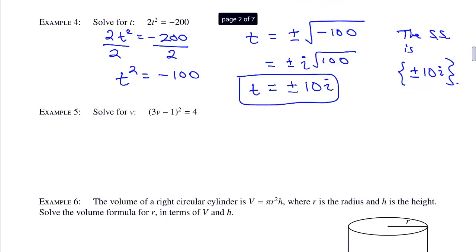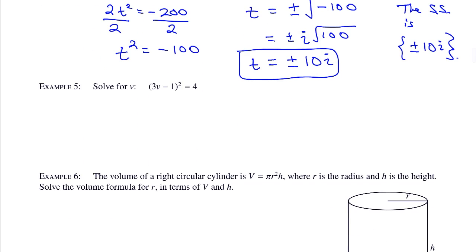In example 5, we have sort of a larger version of something squared equals a number, but the square root property still applies. We have quantity 3v minus 1, all of that squared equals 4. So let's take the square root of both sides. We get 3v minus 1 equals plus or minus the square root of 4, which is 2. And then we need to solve this for v.